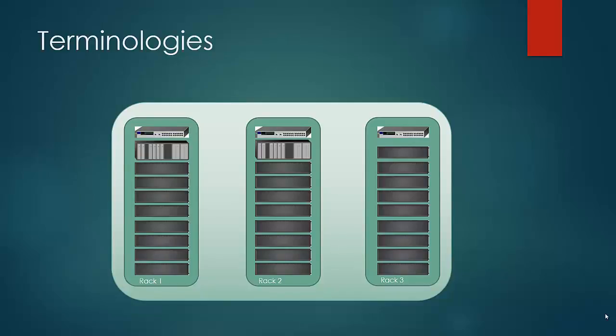HDFS is a distributed file system. That means the files are stored across a cluster of computers and not just one. A cluster is nothing but multiple racks put together, and a single rack is nothing but a lot of computers put together, which are individually termed as nodes. In HDFS, these nodes which store data are known as data nodes. They act as worker or slave nodes.